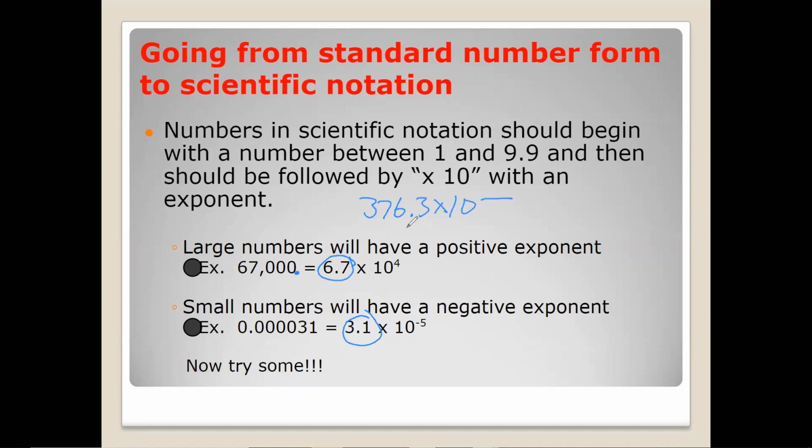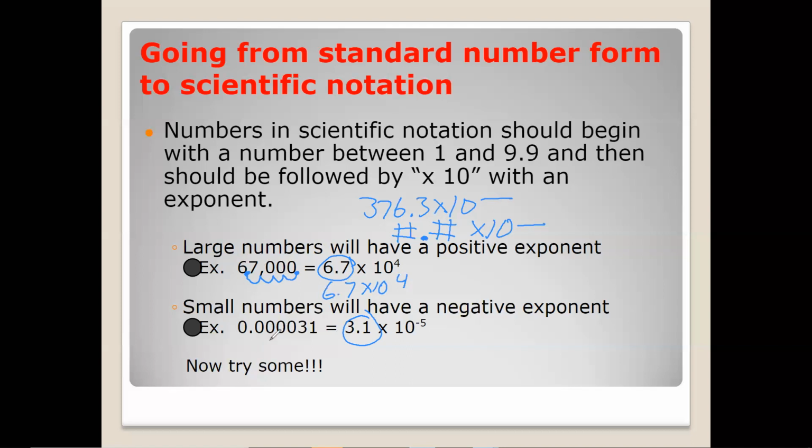No, you want one number followed by a decimal point followed by another number times 10 to some exponent. That is the form we are looking for. So if you have 67,000 and you have your implied decimal place, we're going to take that decimal place and go 1, 2, 3, 4. Now we have one number, a decimal point, one number. And now that you've moved it over 4 spaces, this time to the left because you're going from standard form into scientific notation, you're going to end up with 6.7 times 10 to the 4th.